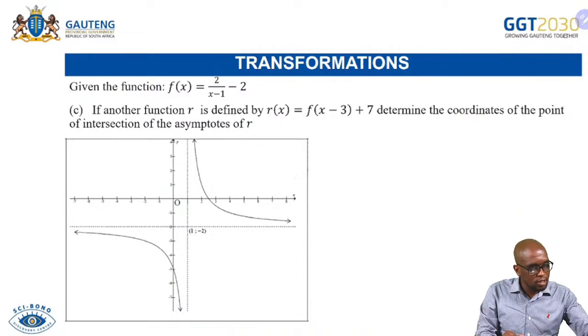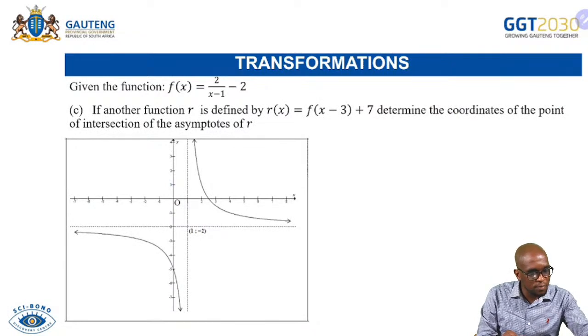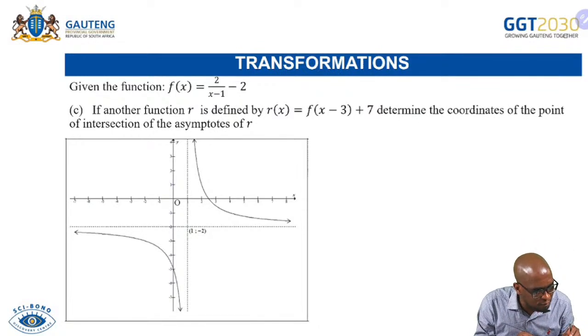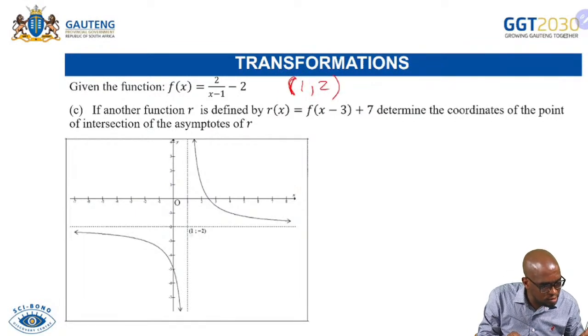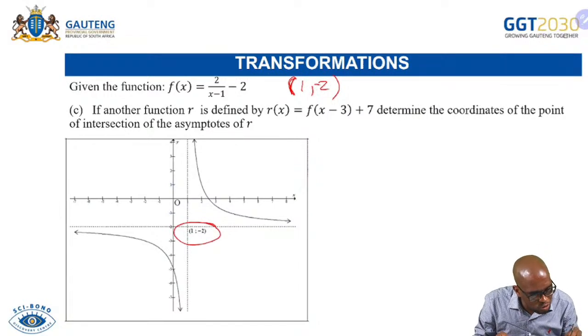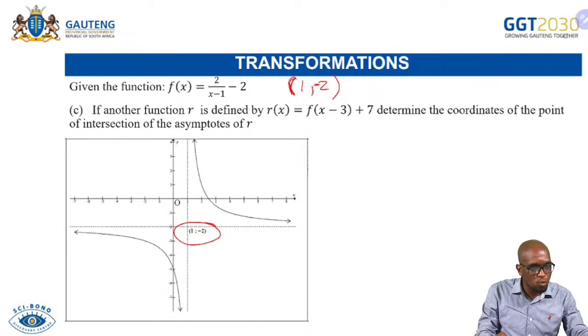Right, moving on. If another function r is defined by r of x is f of x minus 3 plus 7, determine the coordinates of the point of intersection of the asymptotes of r. If you check from the original f, the point of intersection of the asymptotes should be 1 and minus 2, because you can see that it's also given in the graph. The point of intersection should be 1 and minus 2, because x is 1 and y is minus 2. The horizontal asymptote and the vertical asymptote in this case.